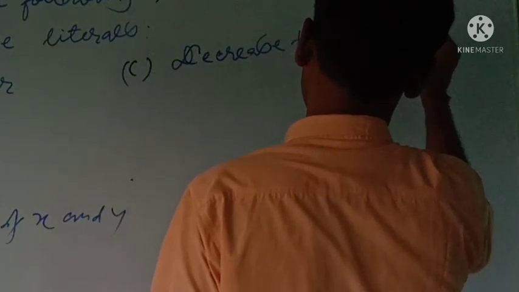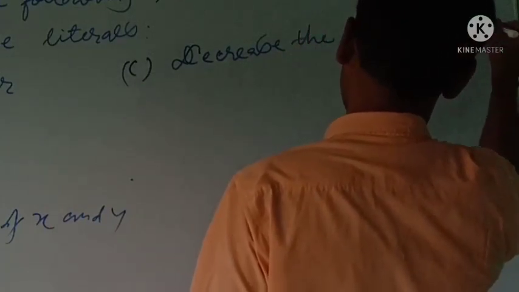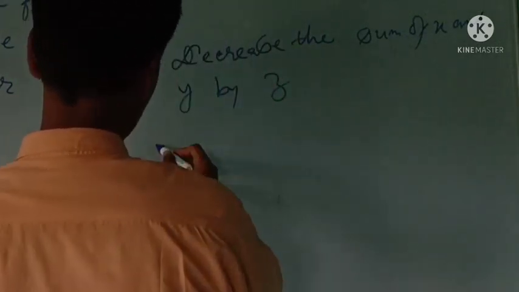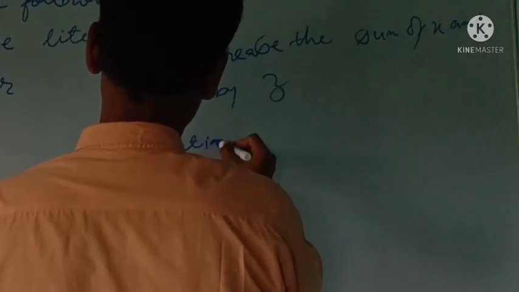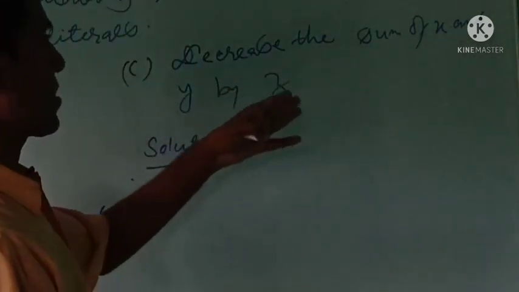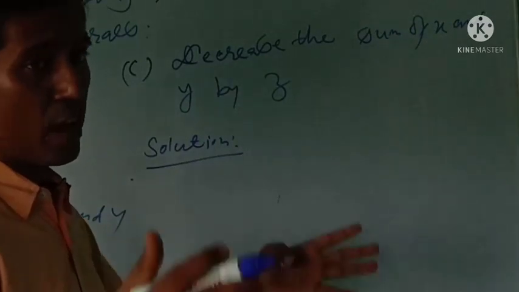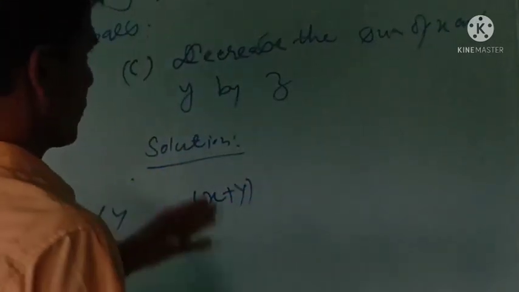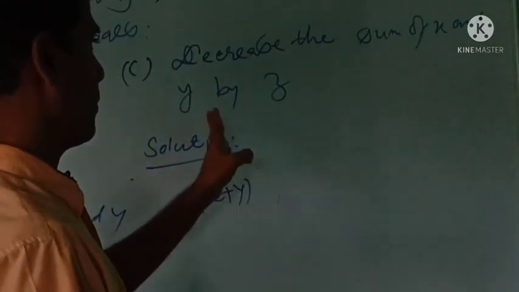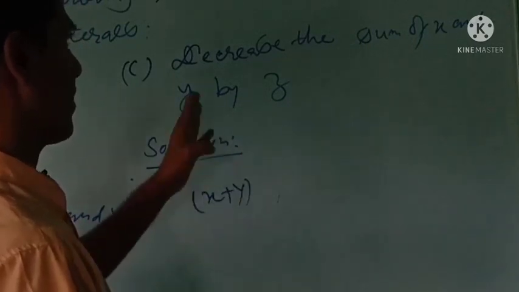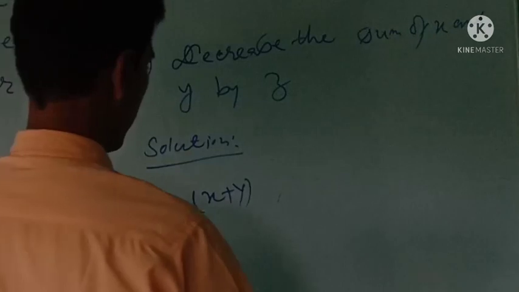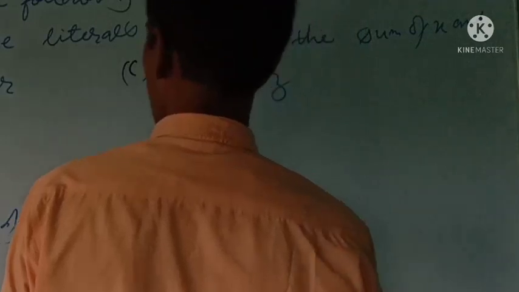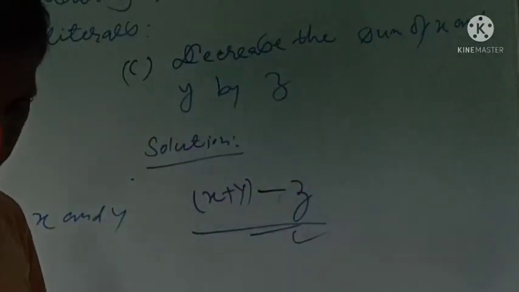Decrease the sum of x and y by z. Very simple question. The sum of x and y is x plus y. Decrease the sum means we have to reduce this sum by z, so x plus y minus z. This is the solution for question 1, sub question C.